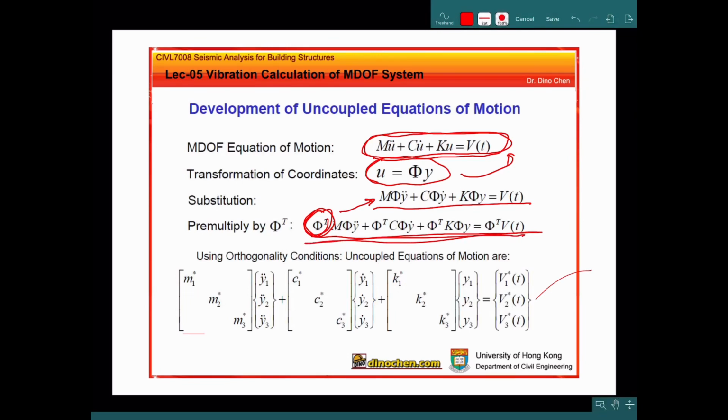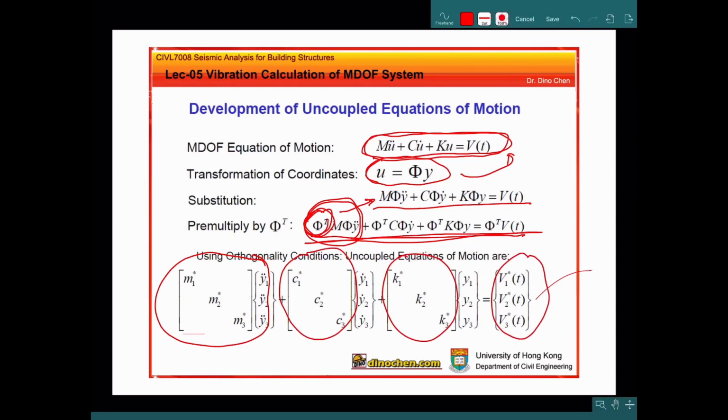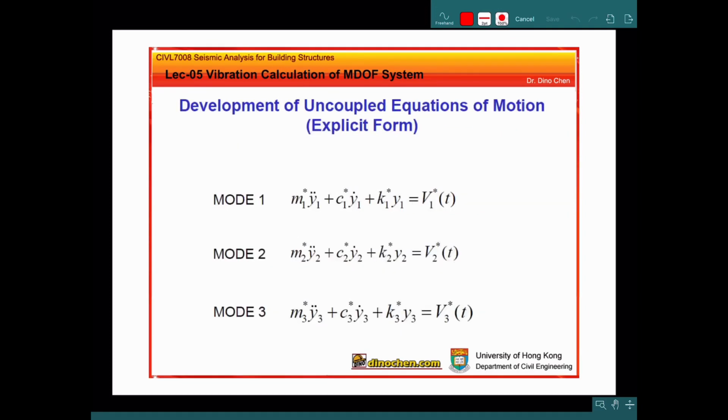So that we just call, previously, this element after multiplying by the phi T and the phi, we call it the generalized mass. This matrix is generalized mass, generalized damping, and generalized stiffness, and the generalized external load. So we can transfer this basic equation to be the 3 different modal basic equations. So very easy is that we can transfer.